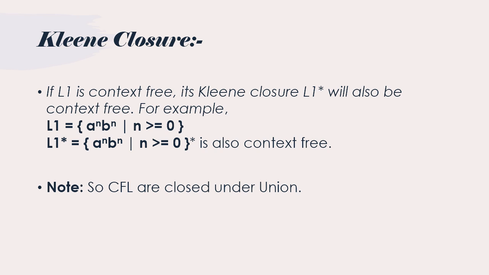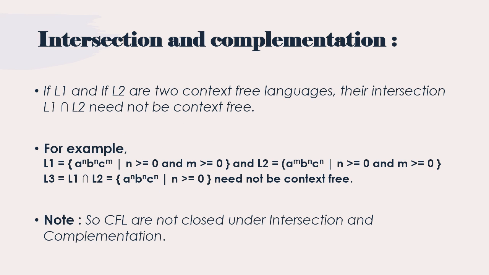For example, L1 equal to a^n b^n, where n is greater than or equal to 1 is the condition, else L1 star equal to (a^n b^n, n greater than or equal to 0) whole star is also context-free. And now let us see another property, intersection.